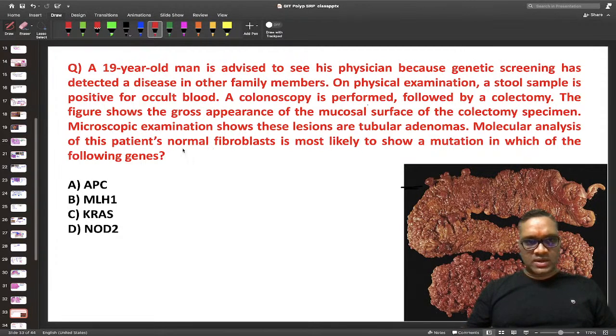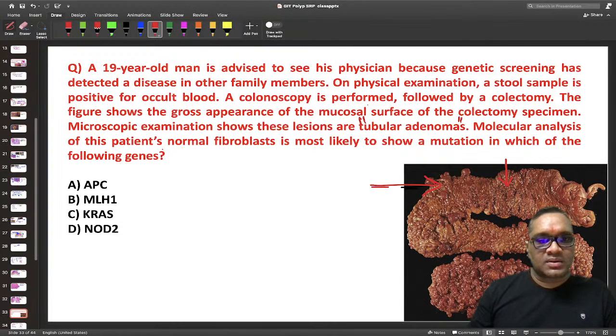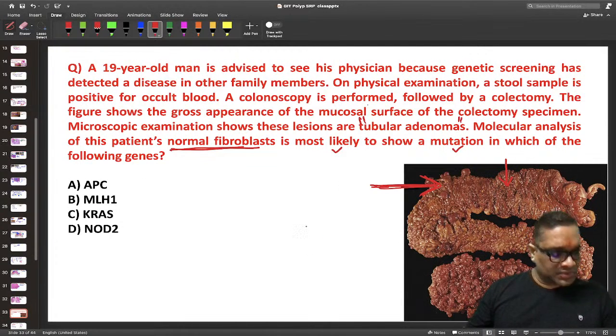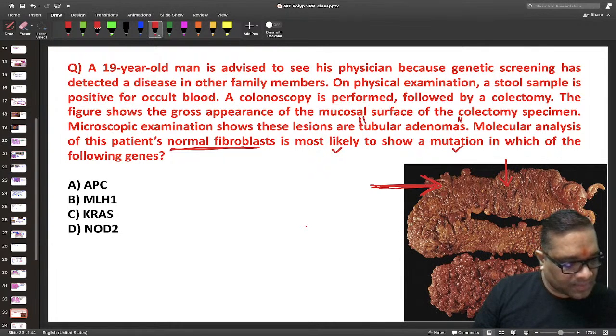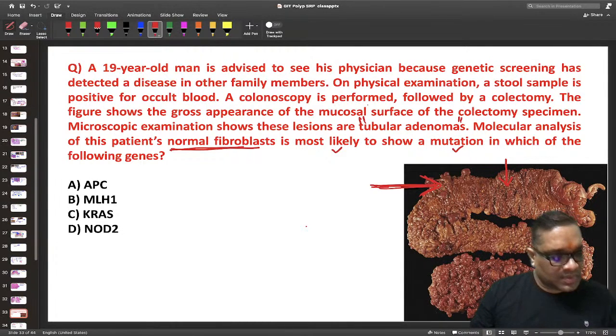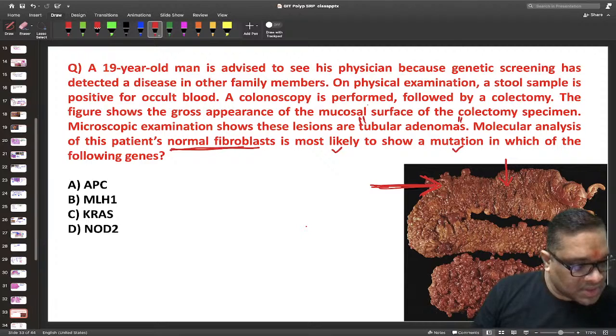The mucosal surface of the colectomy specimen, and microscopic examination shows these lesions are tubular adenomas, right? Molecular analysis of this patient's normal fibroblasts is most likely to show a mutation in which of the following? So which of the following mutations will be present in the normal fibroblasts of this patient? So that is the question. So what is your answer for this question? Right, so here I am getting the maximum correct answers.